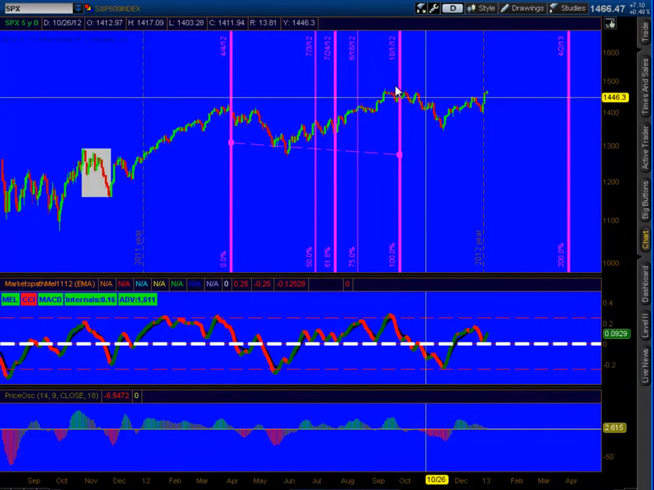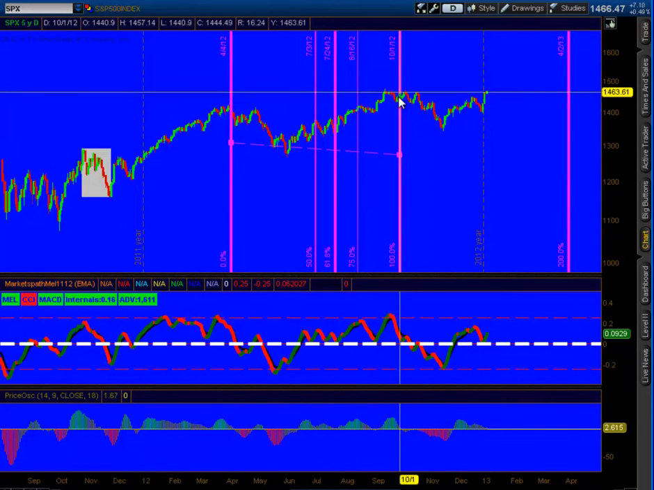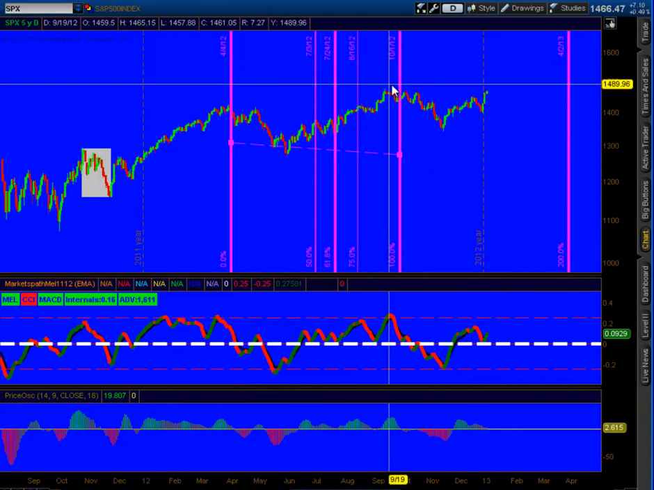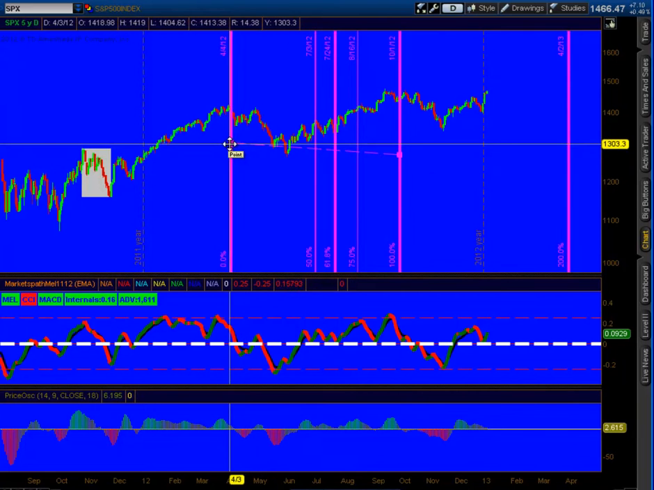And we had time that you wanted to start looking for a turn. So that is the way that you look for a top on it. So now let's see if we can get a bottom.